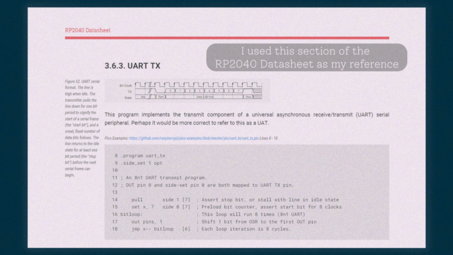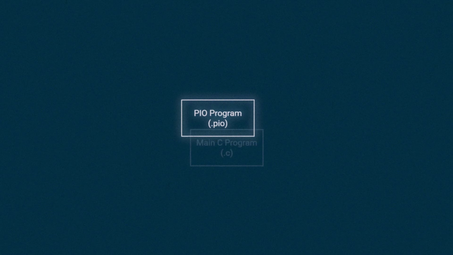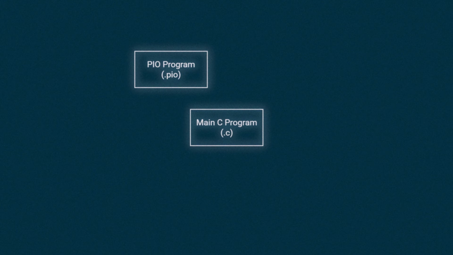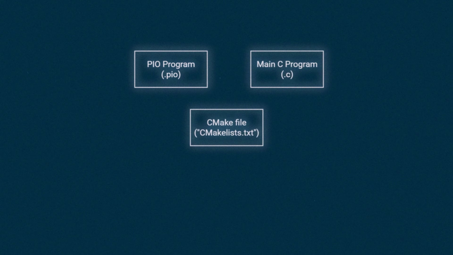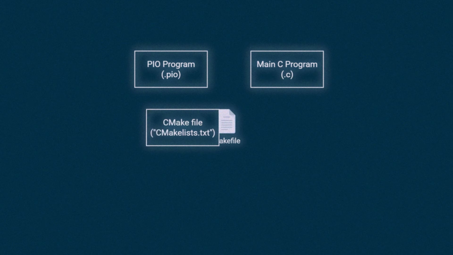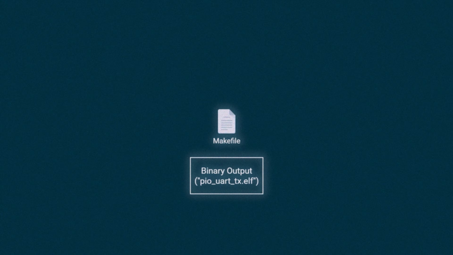So in today's video, I'll give a high-level overview of the structure of a Pico project using the Pico's C language SDK. In a project that uses PIO, there are three key components: the PIO program, written in PIO assembly, then a main program, written in C, and finally, a CMake file that generates the build script, called the makefile, that combines all the files in the project into a single program binary.